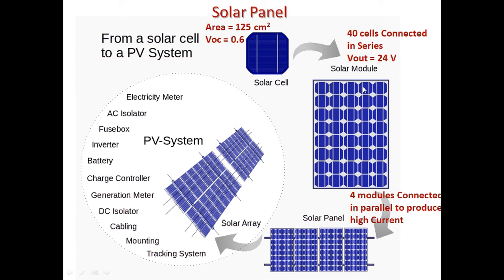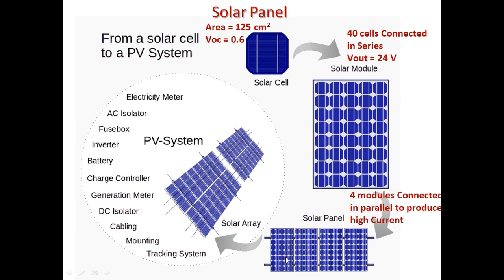So the total output voltage of one single solar module containing 40 cells will be about 24 volt, while the current will be just whatever is produced from a single cell. Because it's connected in series, the current will only be what is produced from a single cell. That gives me my total current here. So current will be less, but the voltage will be high. To increase the current, what has been done is the solar modules have been connected in parallel.